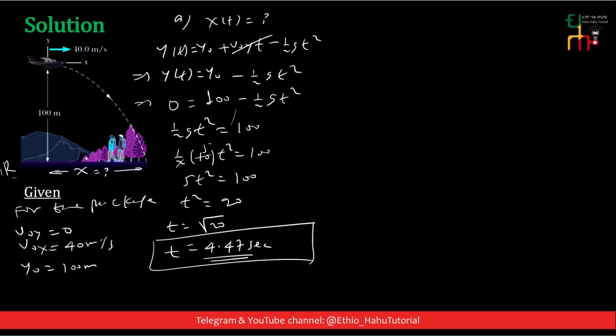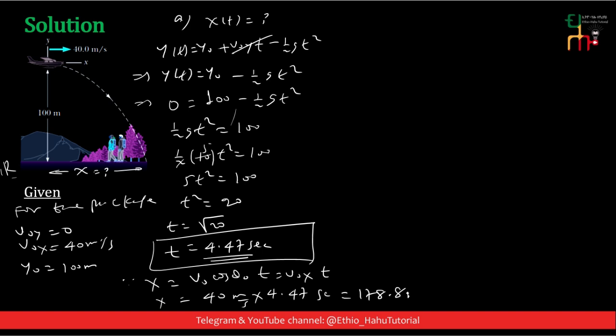move this horizontal distance x. Therefore, x is equal to v naught cos theta naught times t, and this is equal to v naught x times t. V naught x is 40 meters per second because it is similar to that of the velocity of the plane, 40 meters per second times time 4.47 seconds. This is equal to 178.8 meter.